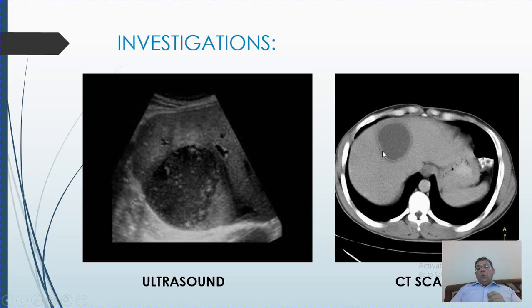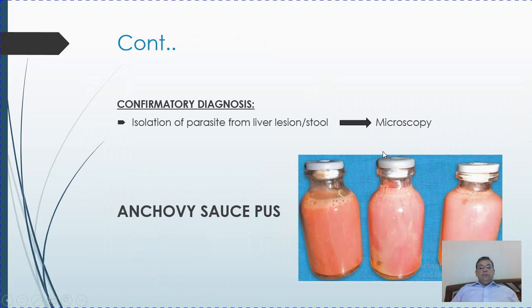Now when we talk about abscess and we aspirate it, this is what we see. This is an anchovy sauce pus. Anchovy sauce. Anchovy is a small sized fish, and its sauce is used actually to eat with steaks.